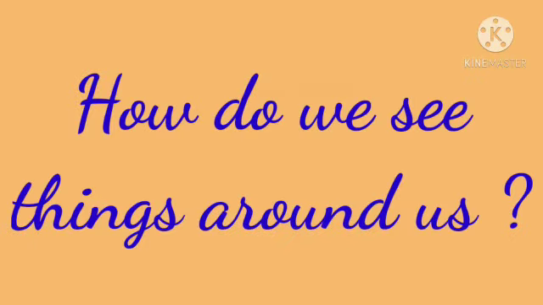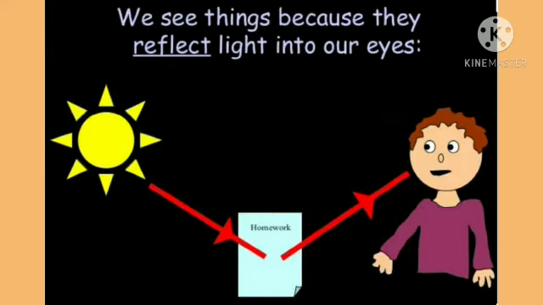Now, let us learn how we see things around us. Every object reflects light falling on it to some extent. Reflection means sending back or bouncing back of light rays in the same direction. When this reflected light falls in our eyes, then we are able to see those objects.